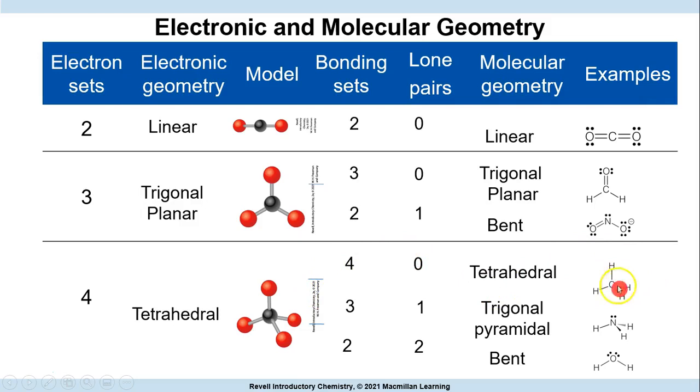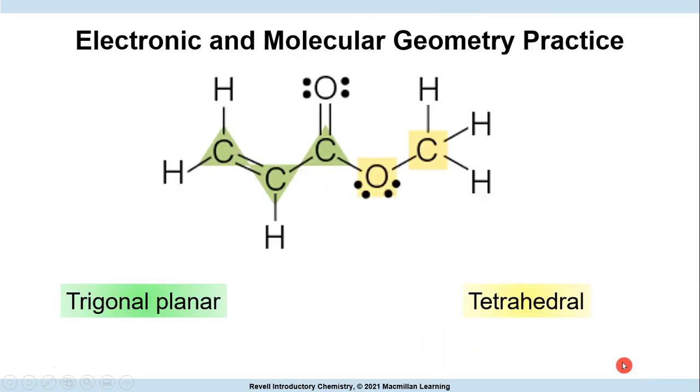An example is methane. Now if we have 4 electron sets and 3 bonding and 1 lone pair, the molecular geometry is going to be trigonal pyramidal. Example, ammonia. If we have 2 bonding sets and 2 lone pairs, we are going to have a bent shape. An example is water.